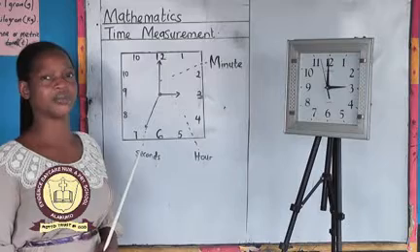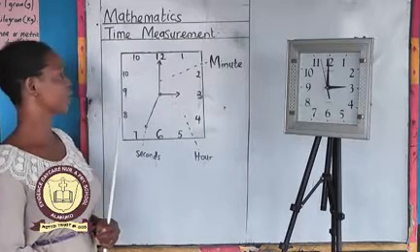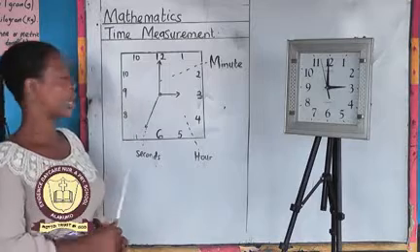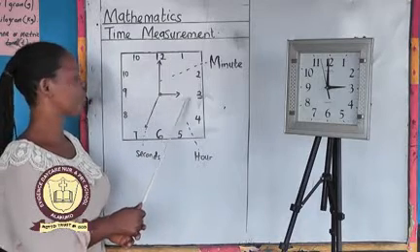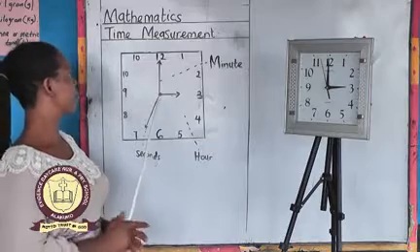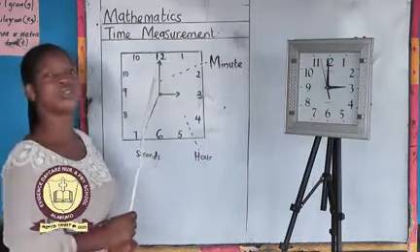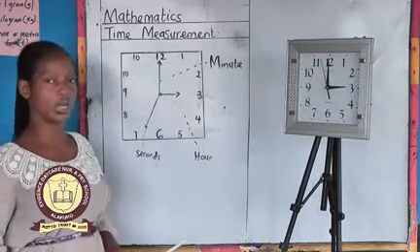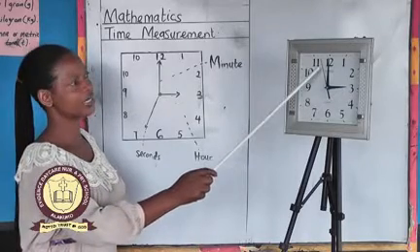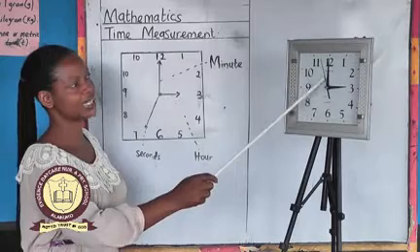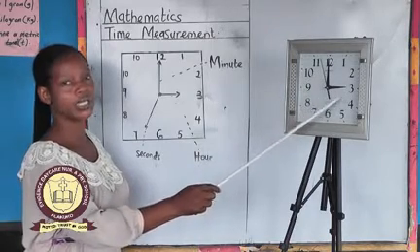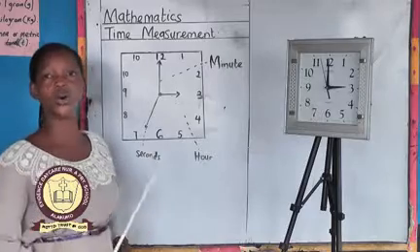Now, how do we say the time? Look at the board. Here we have this minute hand on 12 and the short hand on 3. Anytime you find your minute hand on 12, you know that it is o'clock of that particular time. Look at this now. Your minute hand is on 12 and your hour hand is on 3. It means this time is 3 o'clock.